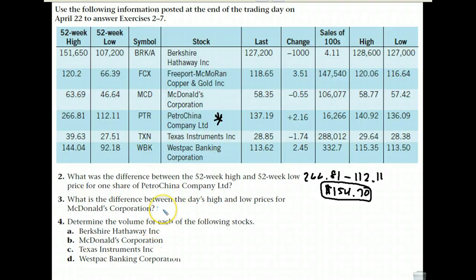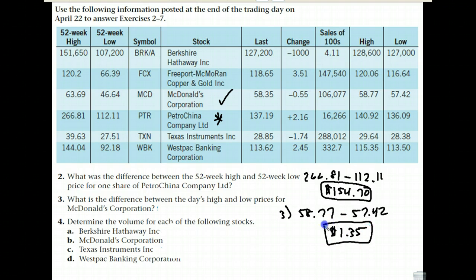So we're looking at McDonald's Corporation, and we're going to find the difference now between the day's high and low. So this was the 52-week high and low before. Now we want the high and low for this particular day. So in number 3, we're going to go to McDonald's, which is here. We're going to take the high, 58.77, and again we're finding the difference, so minus 57.42, and so our difference here in number 3 is $1.35. All right, so in number 2 we were looking at the 52-week high and low, but in number 3 we were just comparing the high and low for that particular day, April 22nd.